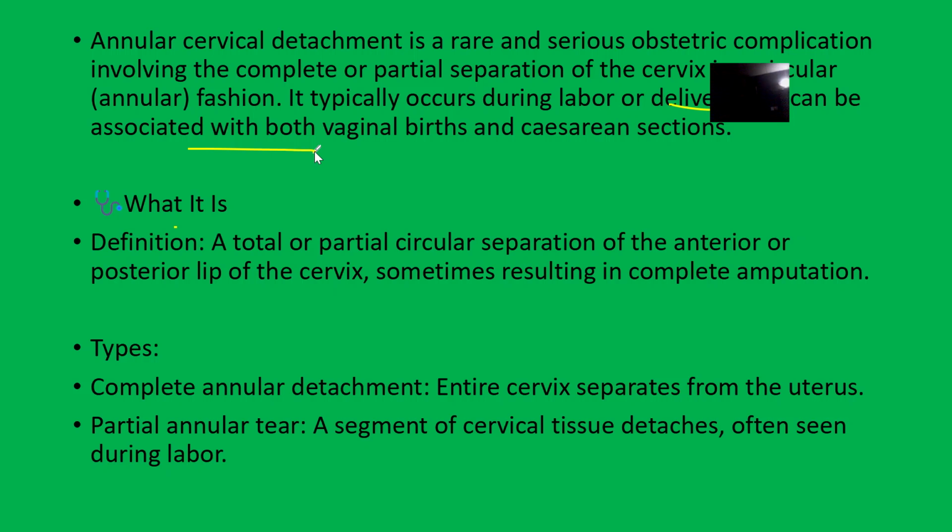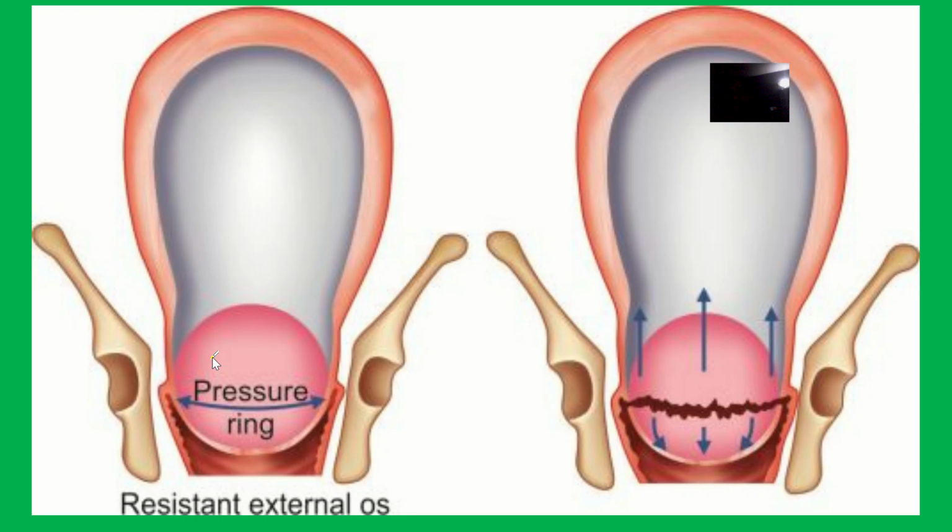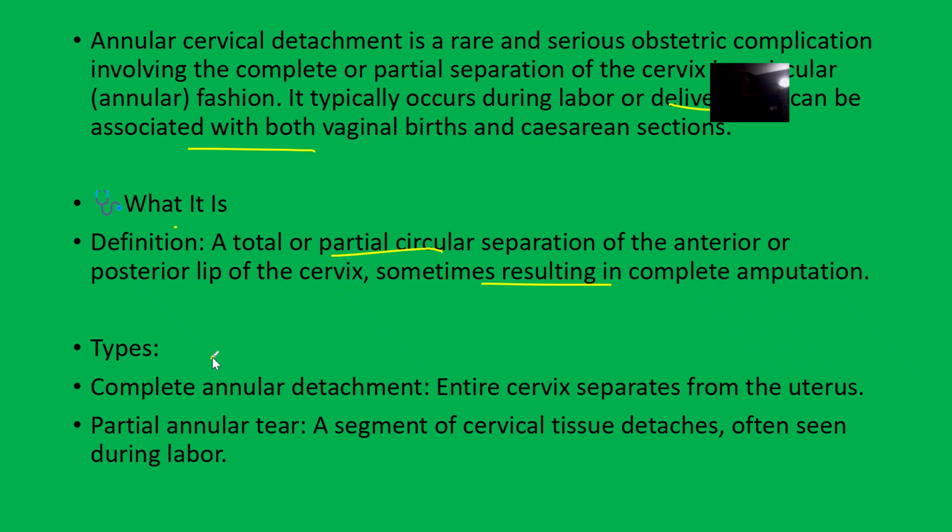Okay, so what is it? It's a total or partial circular separation of the anterior or the posterior lip of the cervix, sometimes resulting in a complete amputation, that's like complete detachment of the cervix. So types: you can have the complete one and you can also have the partial one.